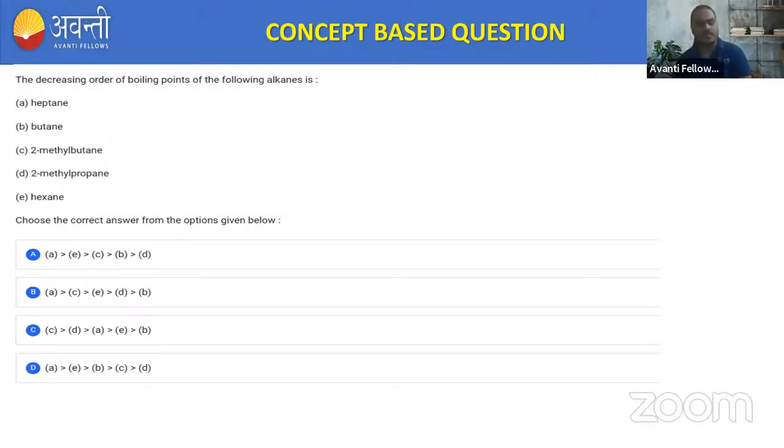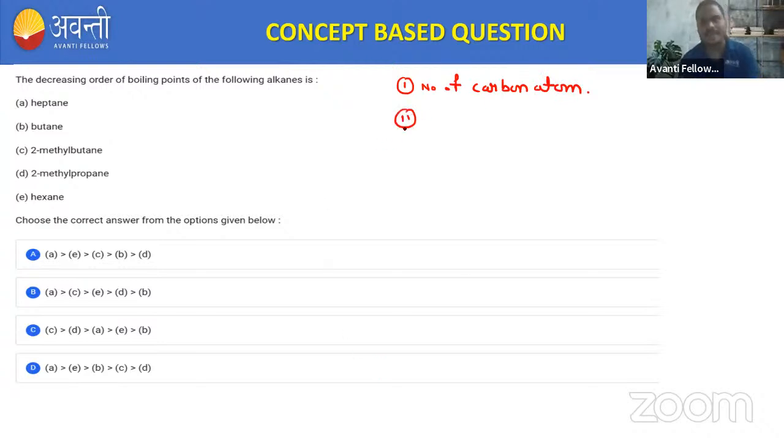On which factor does the boiling point depend? Can anyone tell me on which factors the boiling point of alkanes depends? Basically, the boiling point of alkanes depends first upon the molecular mass, that is, the number of carbon atoms. As the number of carbon atoms increases, the boiling point definitely increases. The second thing is branching. As branching increases, boiling point decreases. So the first factor is the number of carbon atoms, which the boiling point depends on.